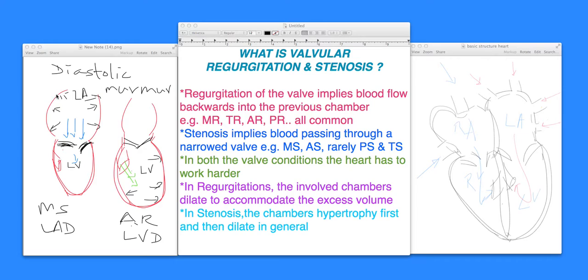But remember, these mitral stenosis and aortic regurgitation murmurs are diastolic murmurs because they are occurring in diastole.